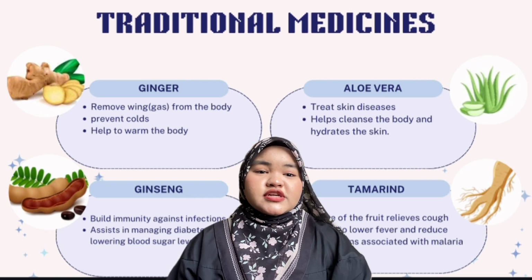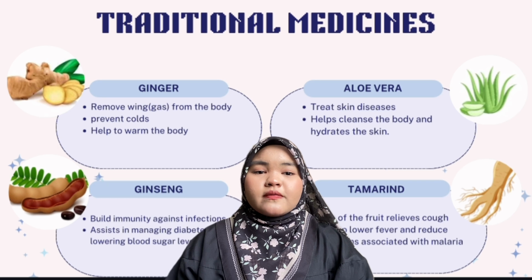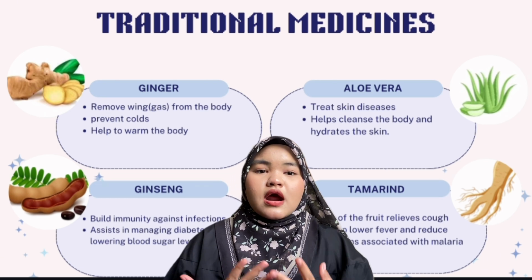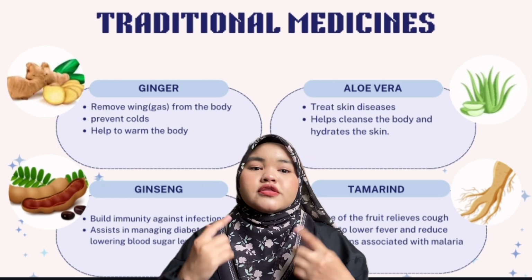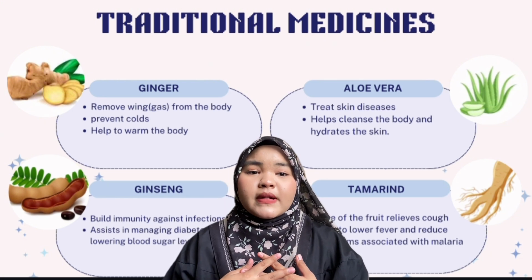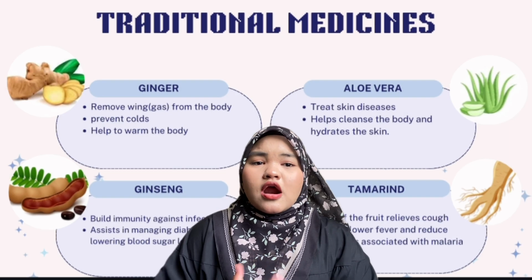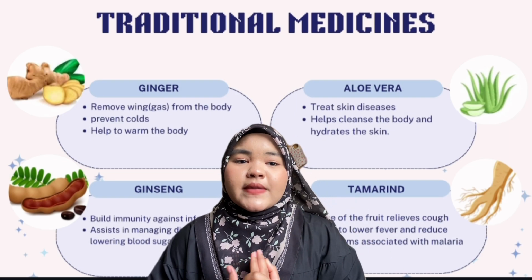Then we move to traditional medicine. Traditional medicine is obtained from plants or animals and is not chemically processed. Nowadays, traditional medicine has evolved through processing and is marketed in the form of pills or capsules. There are 4 example traditional medicines.